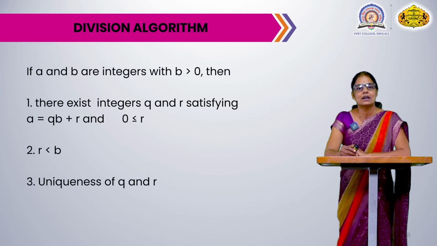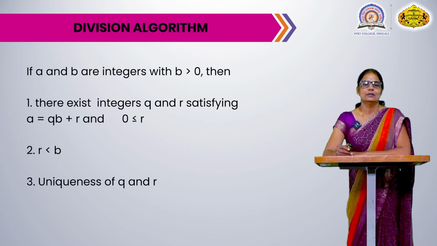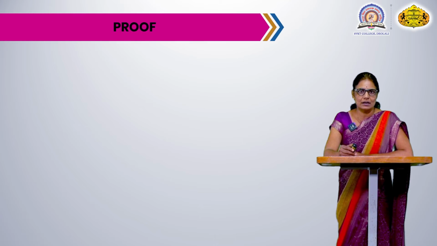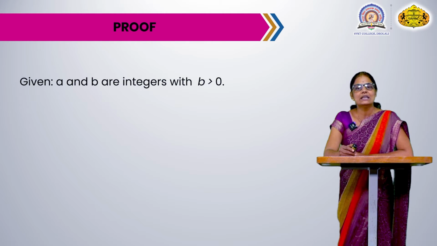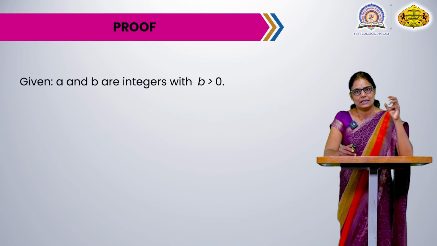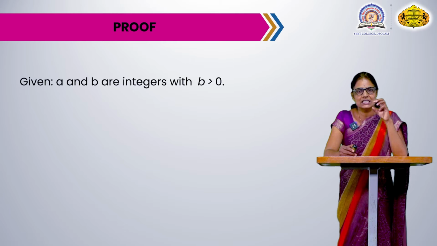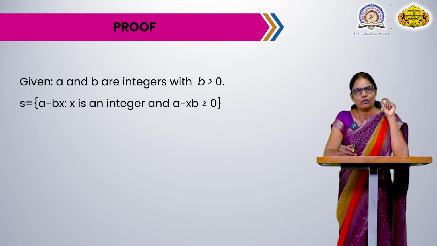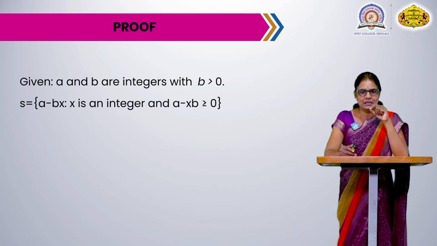So let us consider the first part of the theorem. First write what is given. We are given a and b are two integers with b greater than 0. In the first step we want to prove that there exist two integers q and r such that a equals bq plus r with 0 less than or equal to r. For that we consider one set S. S is the set of all numbers a minus bx such that x is an integer and a minus xb is greater than or equal to 0.